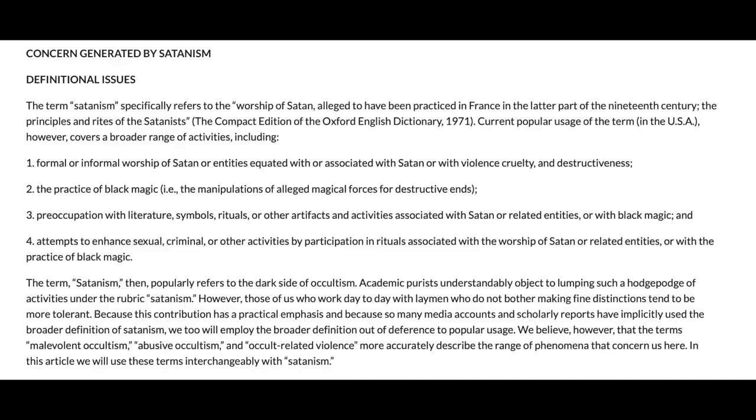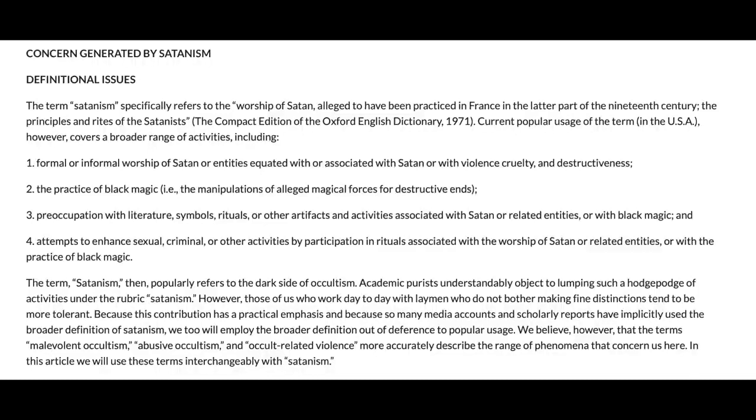The term Satanism specifically refers to the worship of Satan alleged to have been practiced in France in the latter part of the 19th century, the principles and rites of the Satanists. Current popular usage of the term in the USA, however, covers a broader range of activities including 1. Formal or informal worship of Satan or entities equated with or associated with Satan or with violence, cruelty, and destructiveness.